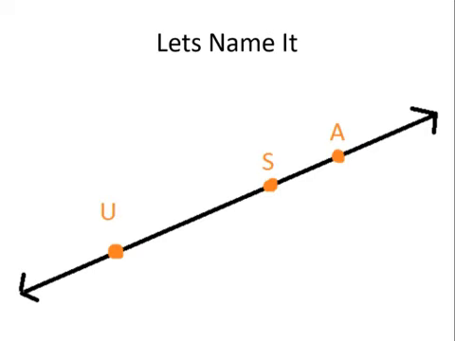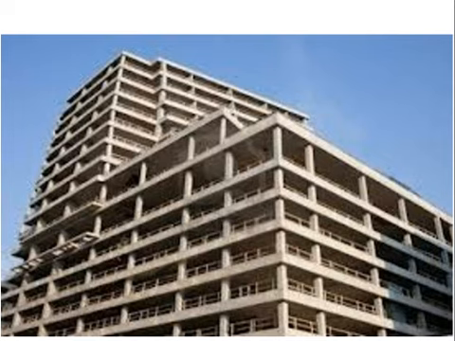All right, so take a second with this one. I want you to name a segment. The segments that we have here would be US, SA, UA, AS, AU. Those are all different segments that you have. There are several different ones. The order in which the letters are named does not matter. So US and SU are the exact same line segments.